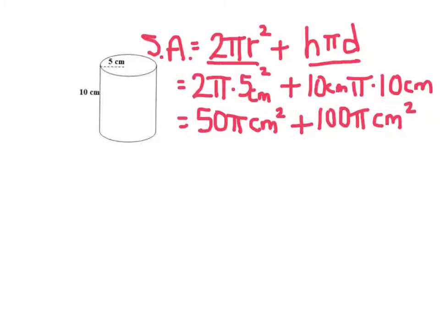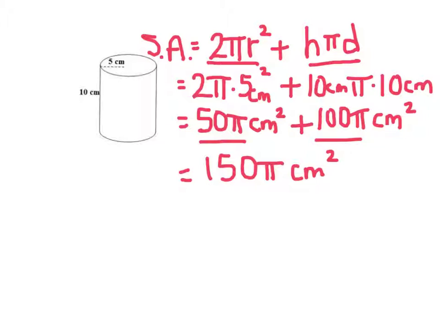Next, I'm going to add these two numbers together, and I'm going to treat pi as if it was a variable, even though it's not. It's a constant. I'm going to add 50 pi plus 100 pi. Well, those are like terms, so I can add those together and write it as 150 pi. And our units are centimeters squared. See that? I just added them like terms. 50x plus 100x is 150x. So 50 pi plus 100 pi is 150 pi.